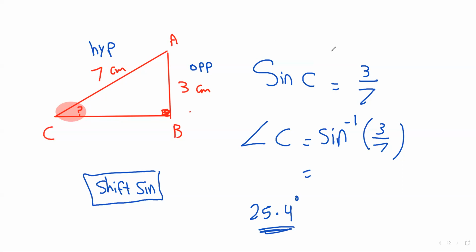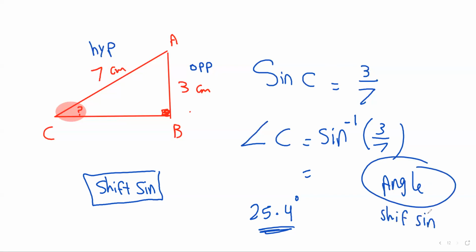That's it. Don't forget, when the question is asking about the angle, click shift sine. If you want to get an angle, click shift sine or shift cosine or shift tan.